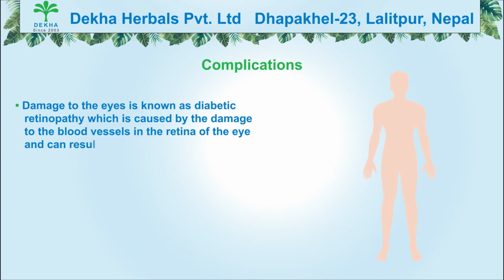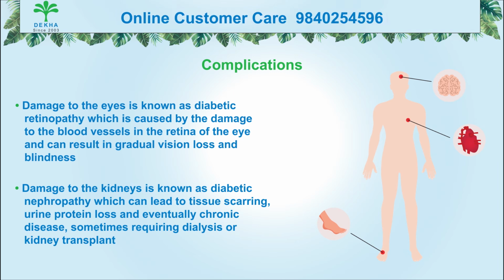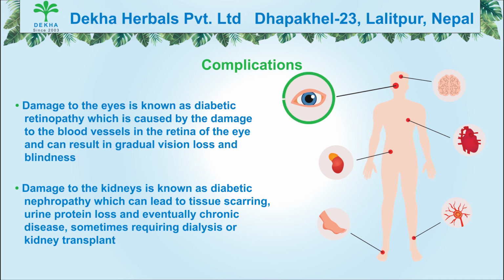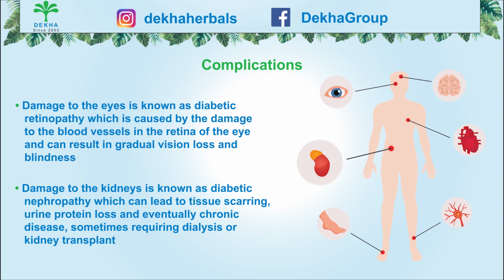The primary complications of diabetes are due to damage in small blood vessels, including damage to the eyes, kidneys and nerves. Damage to the eyes is known as diabetic retinopathy, caused by damage to the blood vessels in the retina of the eye, and can result in gradual vision loss. Damage to the kidneys is known as diabetic nephropathy, which can lead to tissue scarring, urine protein loss and eventually chronic kidney disease, sometimes requiring dialysis or kidney transplant.